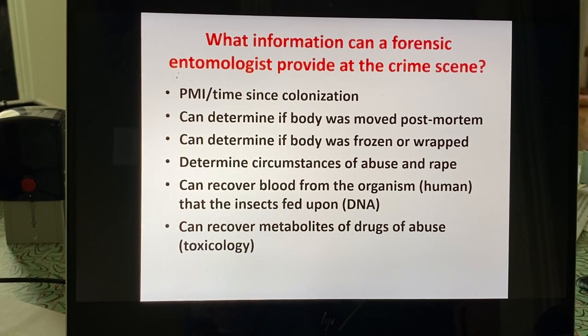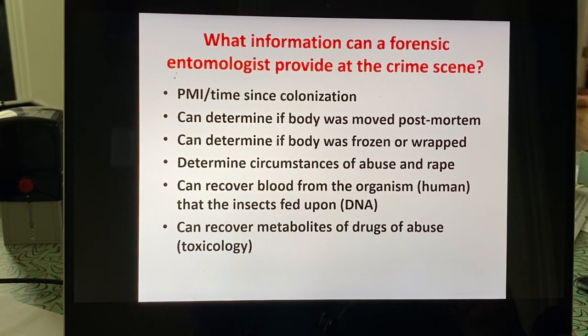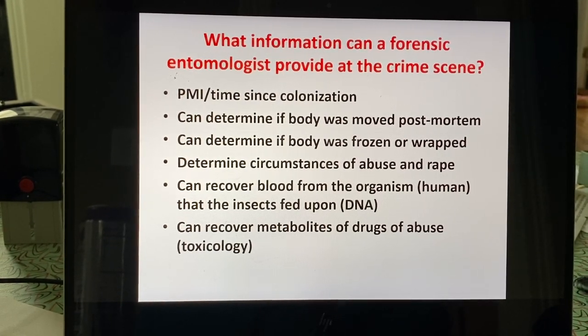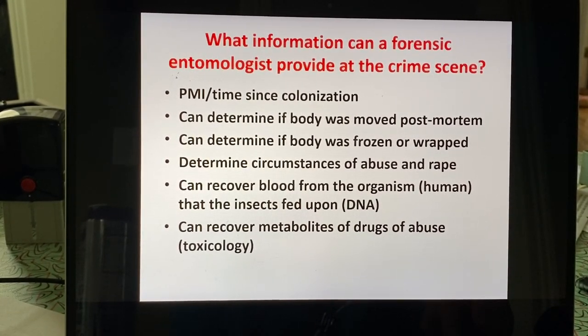The other thing that's really interesting is even if the actual insects are long gone, it's possible to take those pupa casings, which were the dark brown structures that I previously told you looked like rodent droppings, and grind those up in liquid nitrogen and be able to isolate metabolites of drugs of abuse. Metabolites for drugs are actually much smaller and much more long-lasting than DNA. So it's possible to look at pupa casings and be able to pick up whether they ingested a lethal amount of cocaine or heroin, simply by looking at the pupa casings left over from the bugs that colonized that particular body.